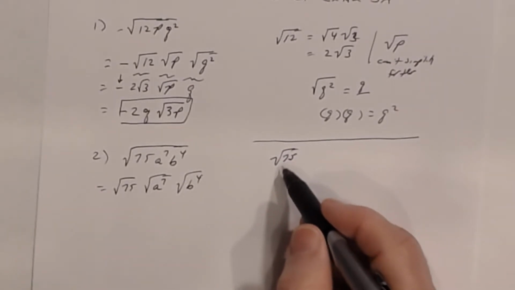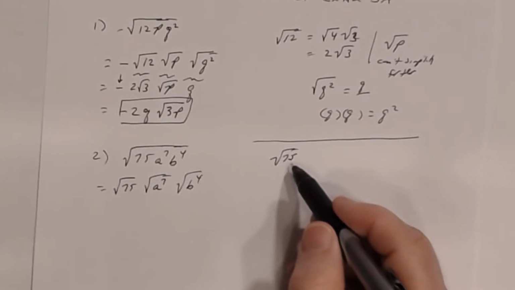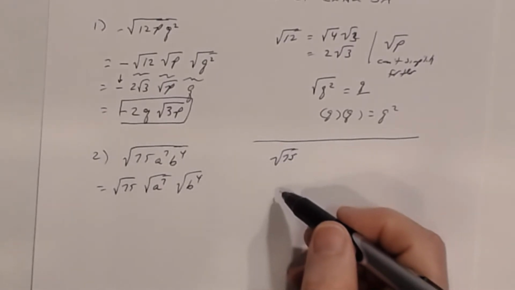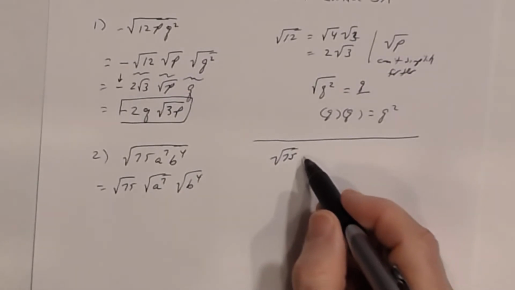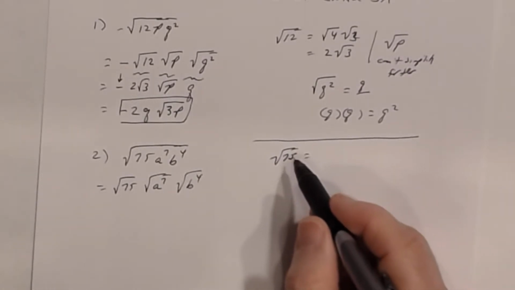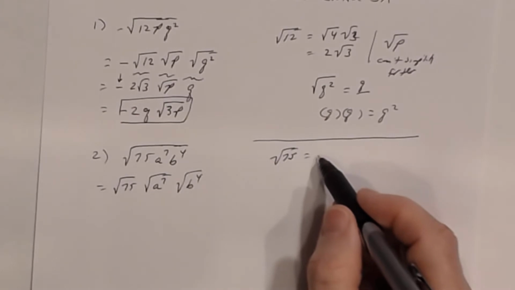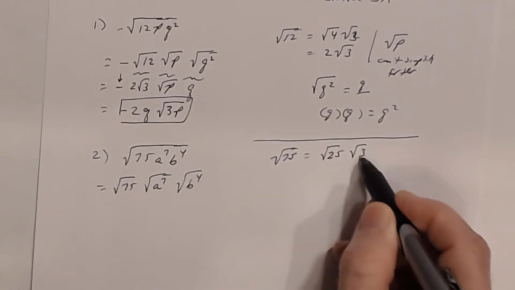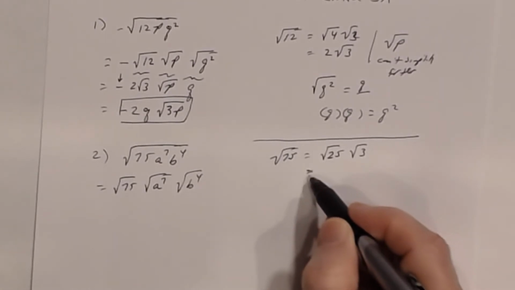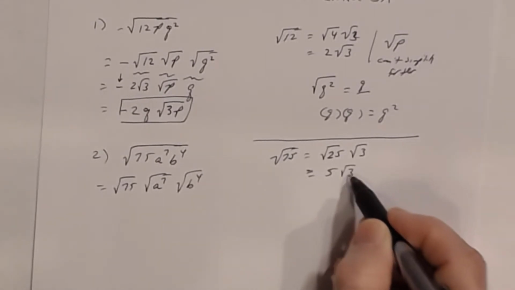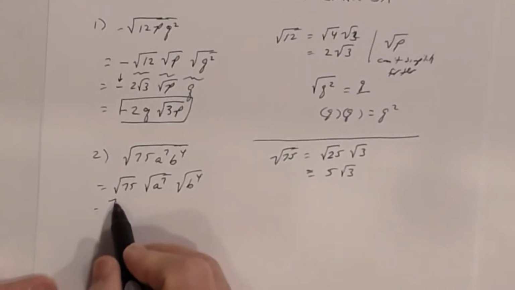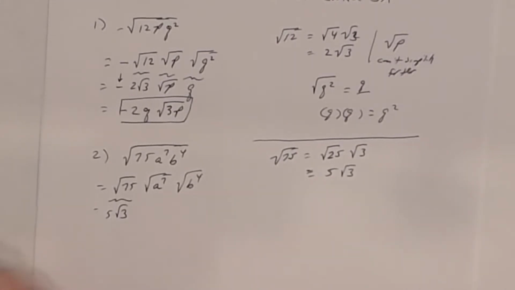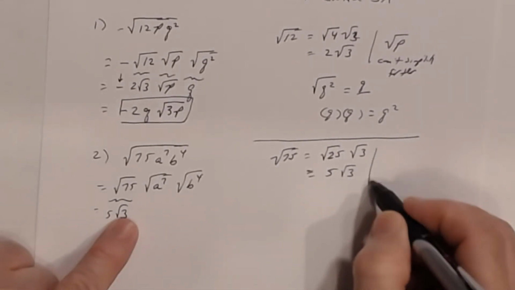Is there a perfect square other than 1 that goes into 75? And always use the largest, which makes things a lot easier for yourself. And the answer is yes. 25 is the largest perfect square that goes into 75. So I can write this as the square root of 25 times the square root of 3. The square root of 25 is 5, so I get 5 square root of 3. So this right here becomes 5 square root of 3. Now let's talk about the square root of a to the 7th.